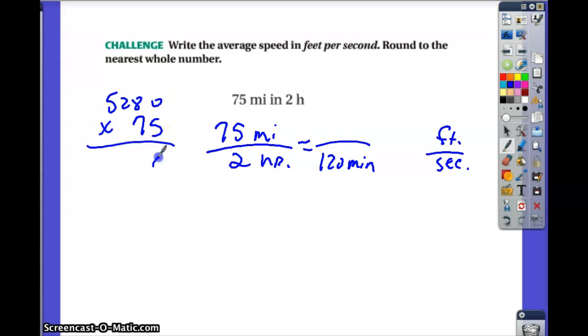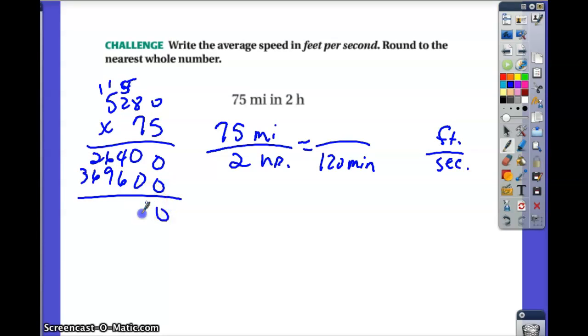Okay, that's 0, that's 40. 5 times 2 is 10, 14, carry your 1, 5 is 26. That's 0, it's 56, carry your 5, 7 times 2 is 14, 5 is 19, 35, 36. 0, 0, 10, 16, 2 is 8, 1 is 9, 3. So that's 396,000 feet in 120 minutes.